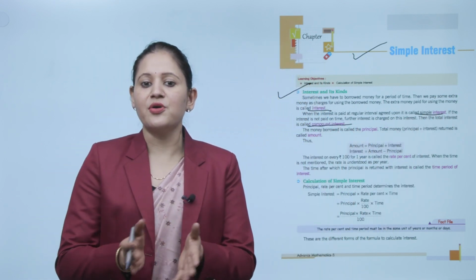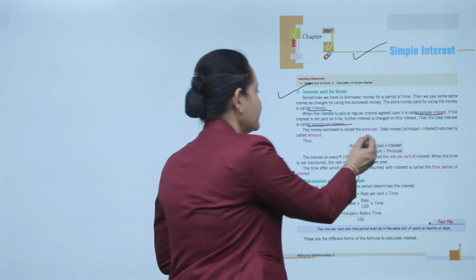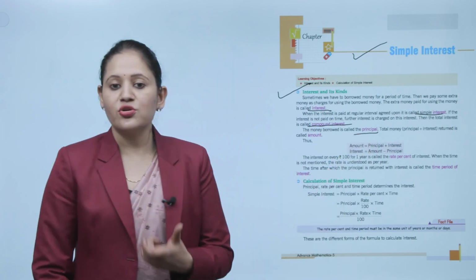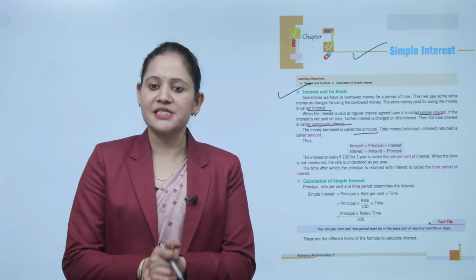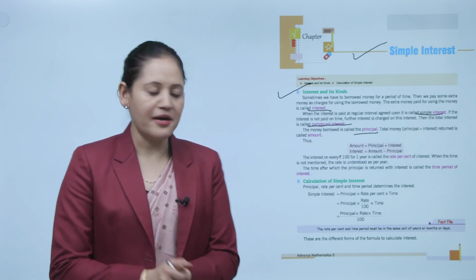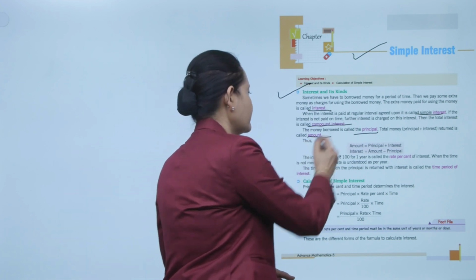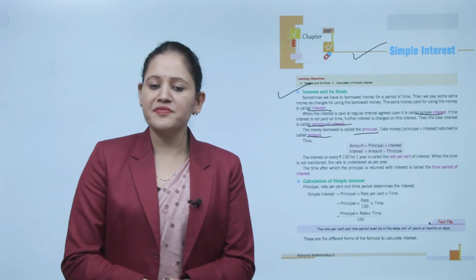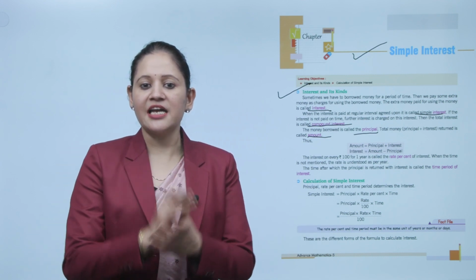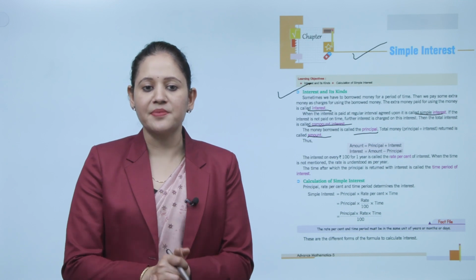The money which you borrowed is called the principal. Total money, that is principal plus interest, is called the amount. Thus, amount equals principal plus interest, and interest equals amount minus principal.